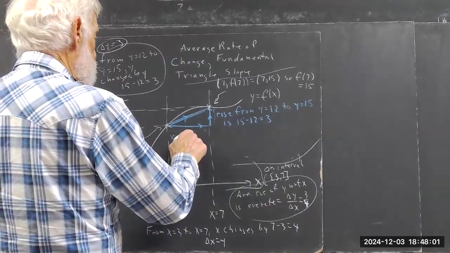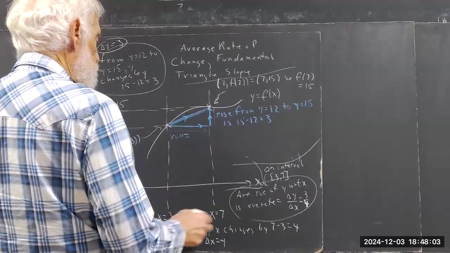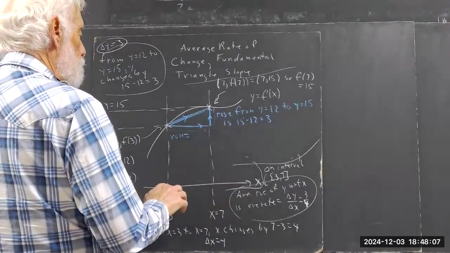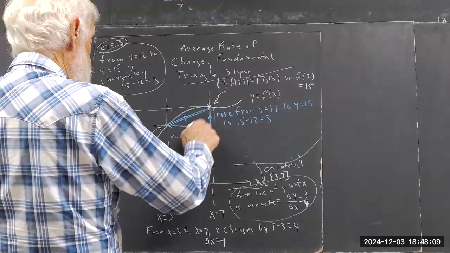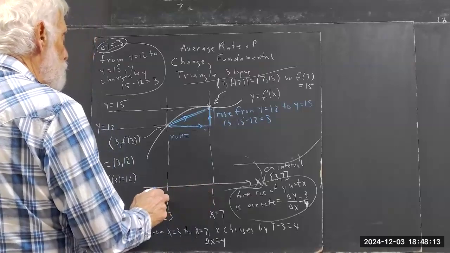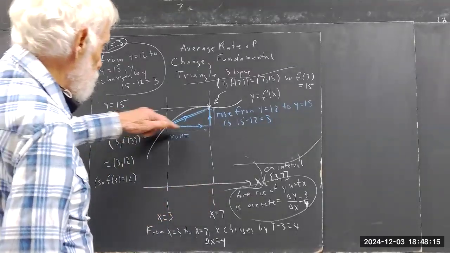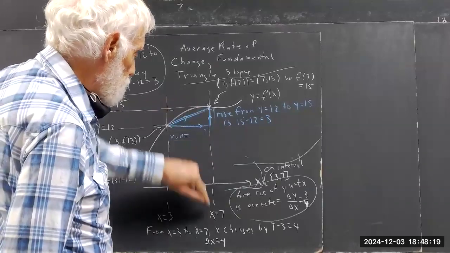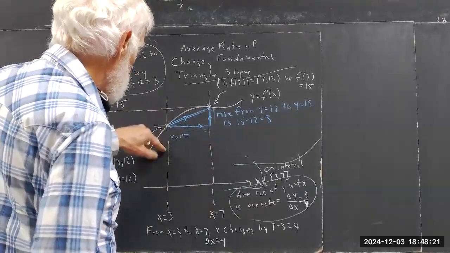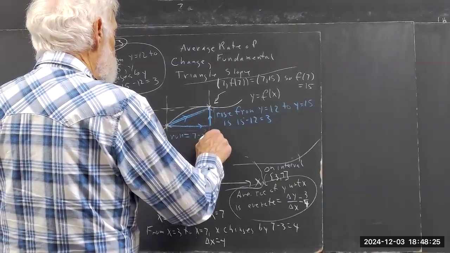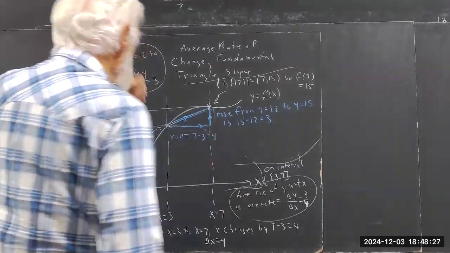I'm not going to write out all the words there. I'm just going to say, well, if we subtract 3 from 7, that tells us how far we went and in what direction. So we take where we end up minus where we start. Now I'm using these arrows. We're starting here, we're ending up here. Where we end up is at x equals 7. Where we start is at x equals 3. So the run is 7 minus 3 equals 4.